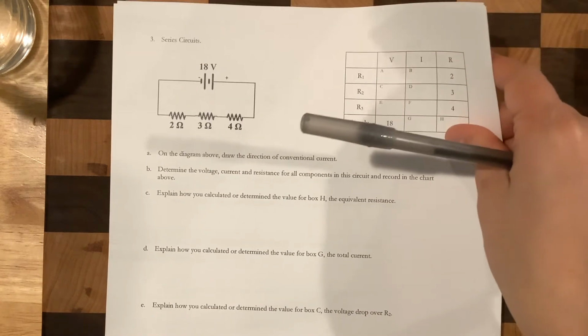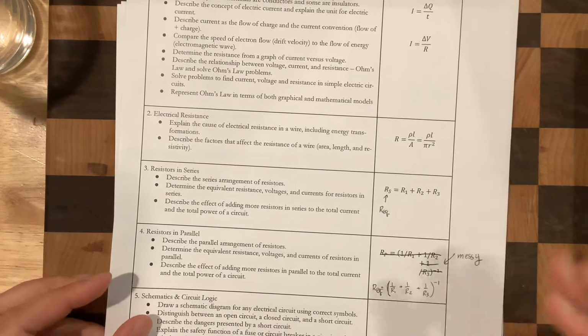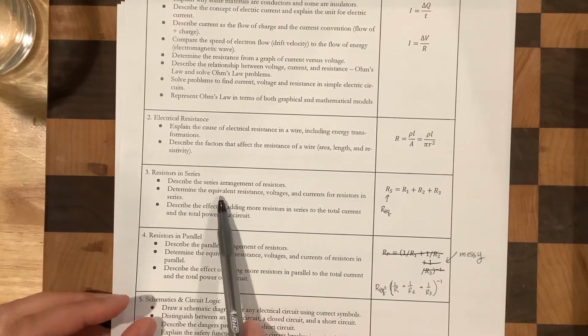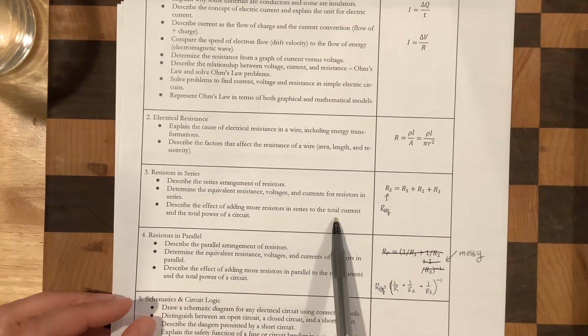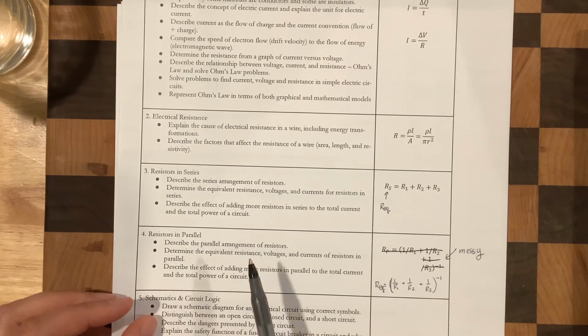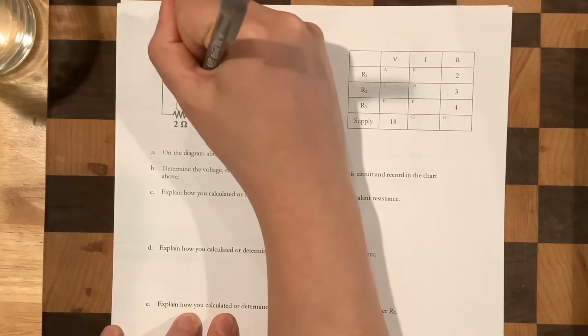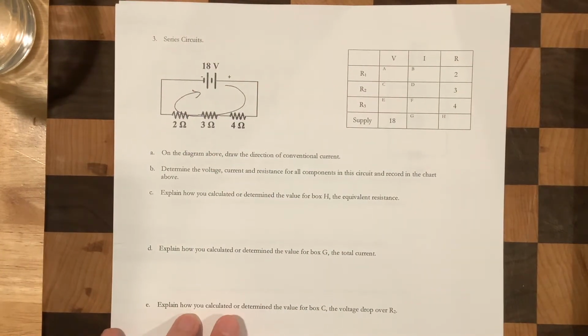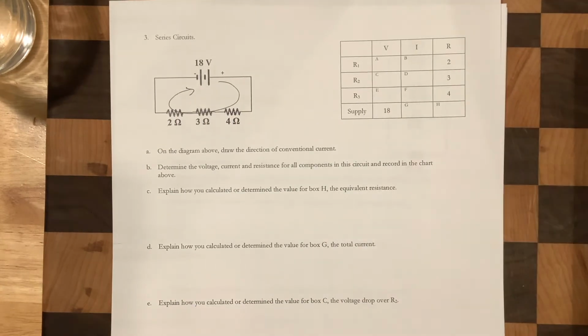Next, let's deal with series circuits. In series circuits, you should be able to tell me what a series circuit is, calculate its equivalent resistance, voltage, and current, and describe the effect of adding more resistors in series to the total current, it decreases, and the power, it also decreases, of a circuit. So, first off, let's draw some conventional current. Conventional current goes from positive to negative. Yay! Now let us find the equivalent resistance. I'm just going to go along with it here, and then I show my work and use that to fill in the boxes. We'll be good.